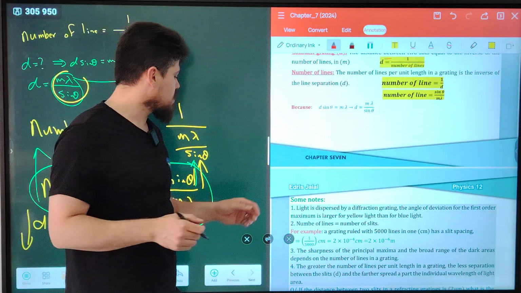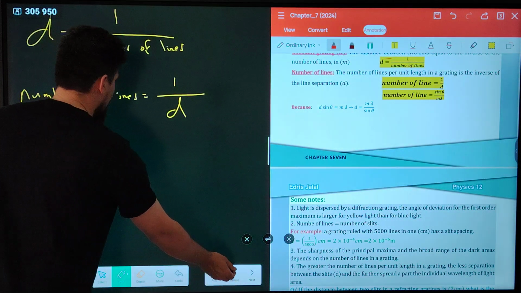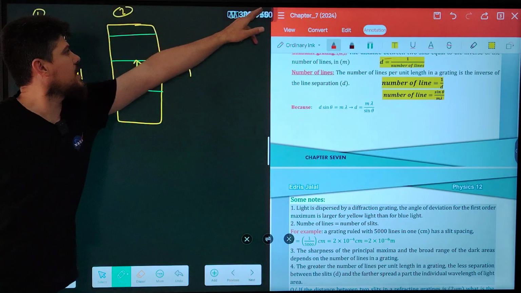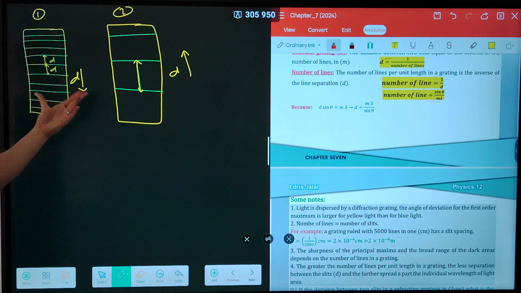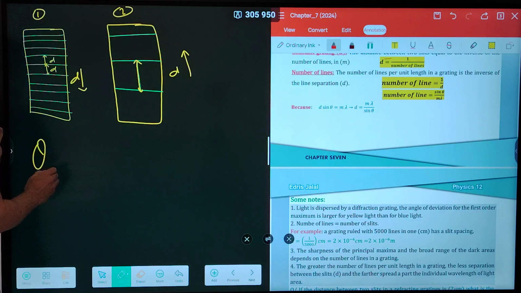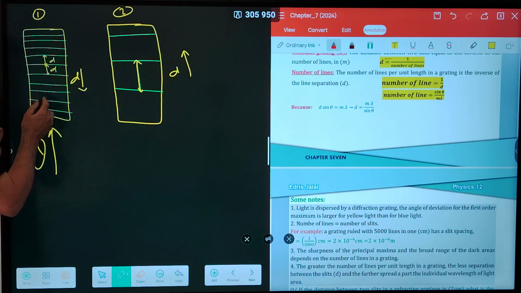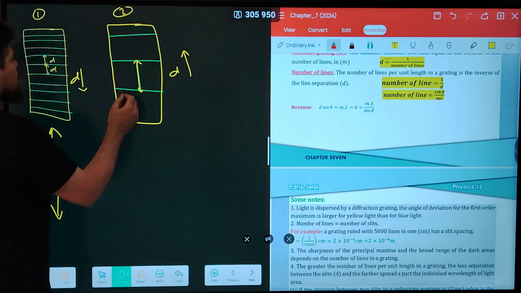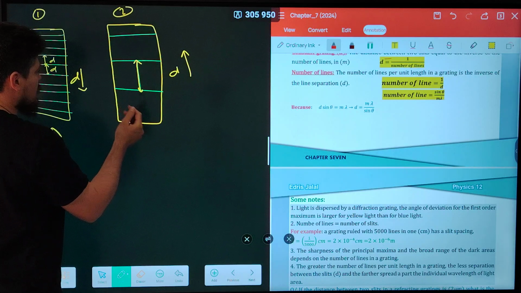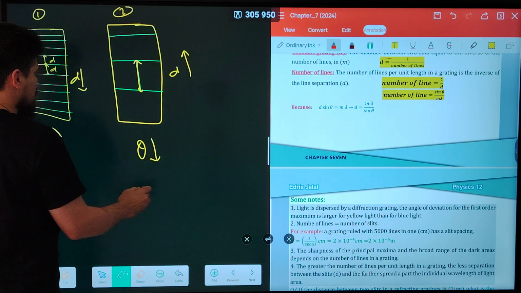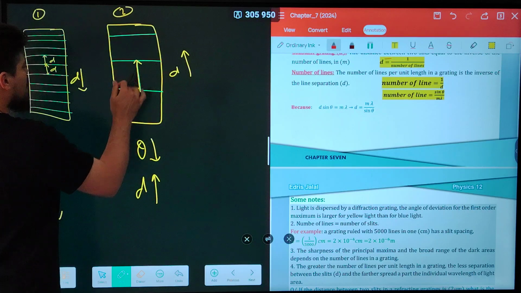So if you have two diffraction gratings, as you can see in these two figures, number 1 and number 2, which one has more angle of diffraction? Absolutely number 1. Why? Because it has less distance between the slits. Theta with d is inversely proportional. But for this one, the angle of diffraction decreases and the width of the pattern decreases because d is more, number of lines is less.